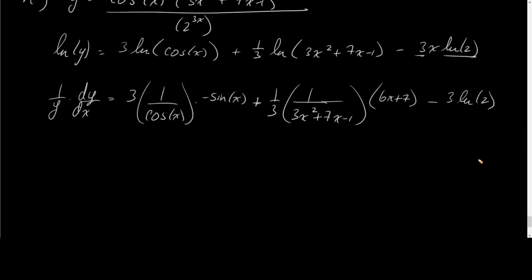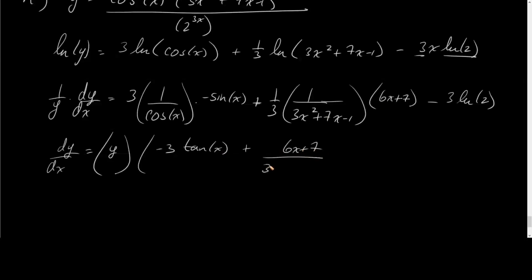So at that point, what can we say here? That's going to tell us that dy/dx is going to be equal to y times this entire thing. So 3 times 1 times negative 1 is negative 3. Sine over cosine is tangent. Plus in here, let's write this as (6x plus 7) over 3 times (3x squared plus 7x minus 1). And then minus 3 ln of 2.